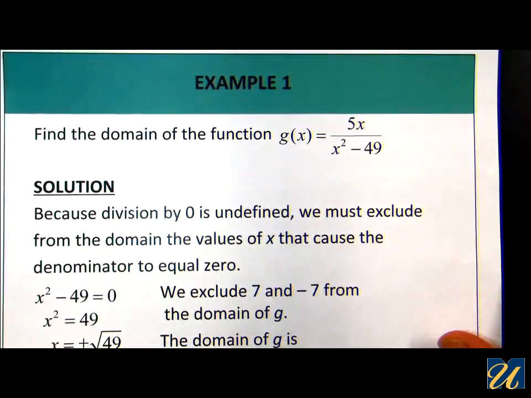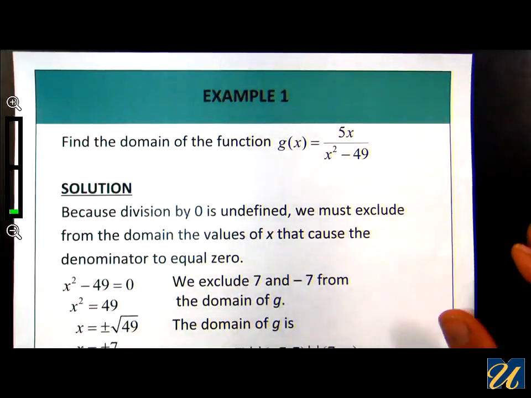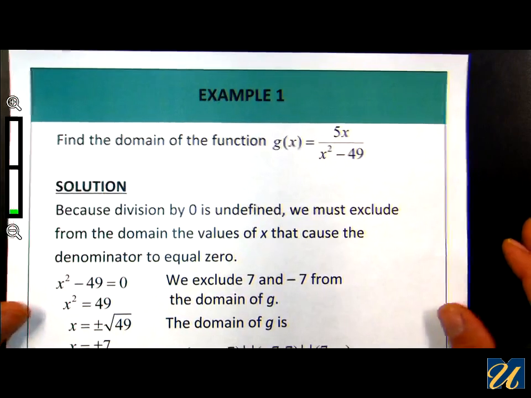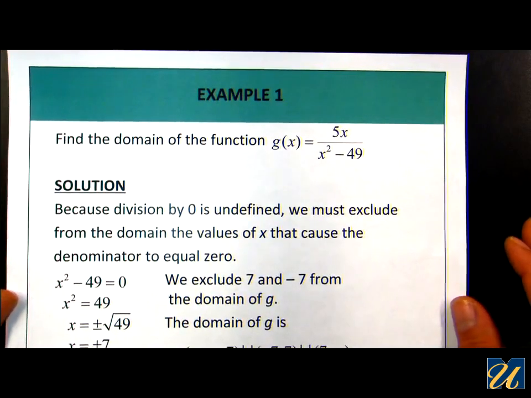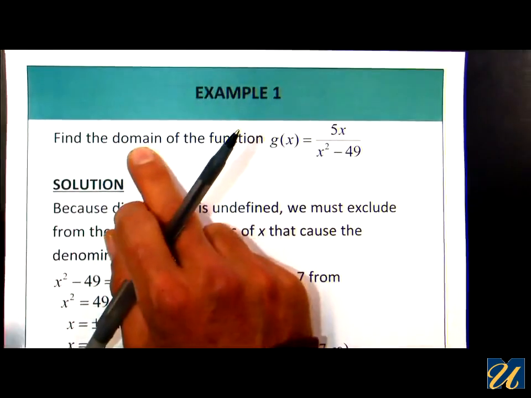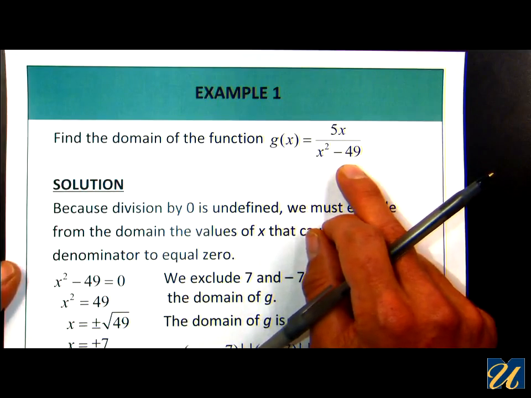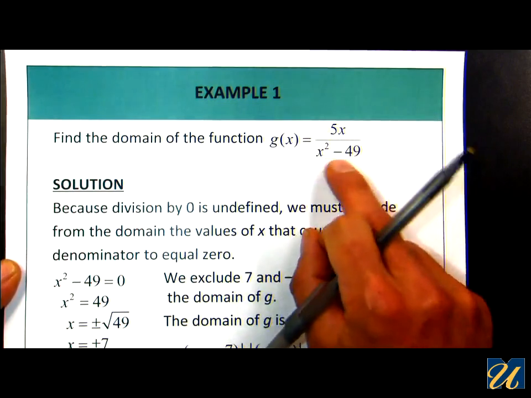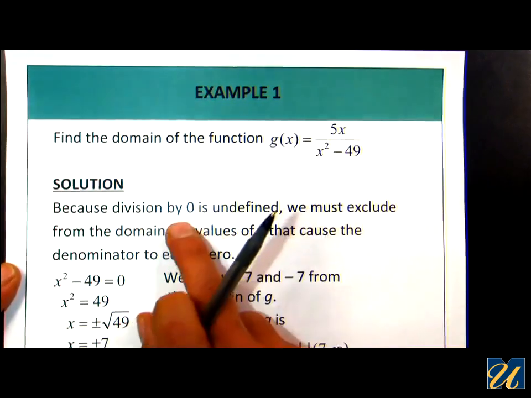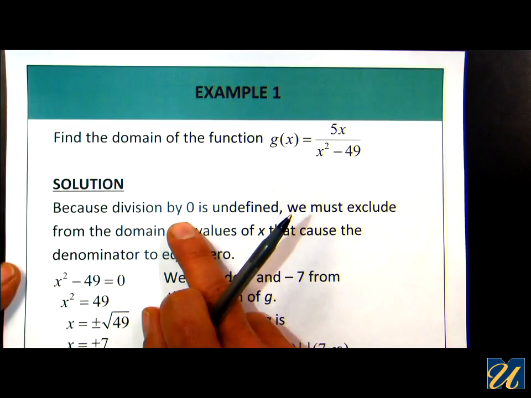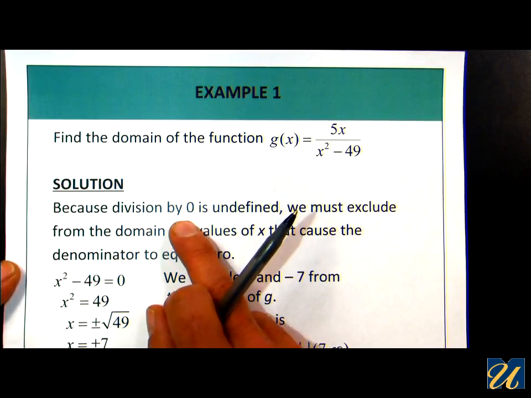Example 1. Find the domain of the function g of x equals 5x divided by x squared minus 49. Okay, if you want domain, you look at the function and ask, are there any square roots, fourth roots, sixth roots? Well, no. Is there a fraction where the denominator could be 0? Yes, we have a denominator here. So we immediately target how the function can be not defined, which is by division by 0.